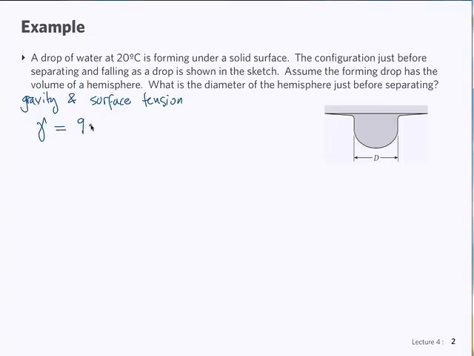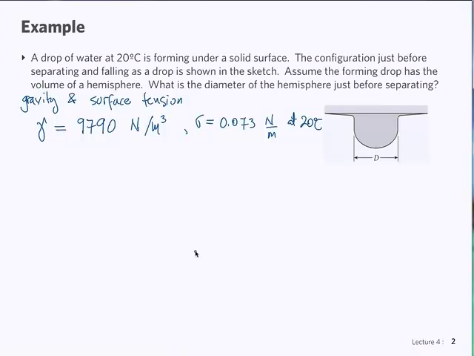In fact, this number you could even get to learn by heart. The specific weight of water at standard conditions is 9,790 Newton per cubic meter. And the surface tension, 0.073 Newton divided by meter. Remember, it's force per unit length. And this is at 20 degrees Celsius. Okay, so we have all the properties that we need.